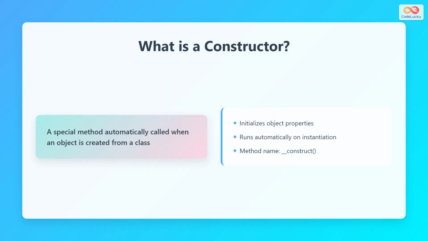A constructor is a special method that is automatically called when an object is created from a class. It is primarily used to initialize the object's properties, setting them up with default or provided values. The constructor runs automatically upon instantiation, which means the moment you create a new object from a class, the constructor springs into action. The name of the constructor method is __construct(), open parenthesis, close parenthesis.